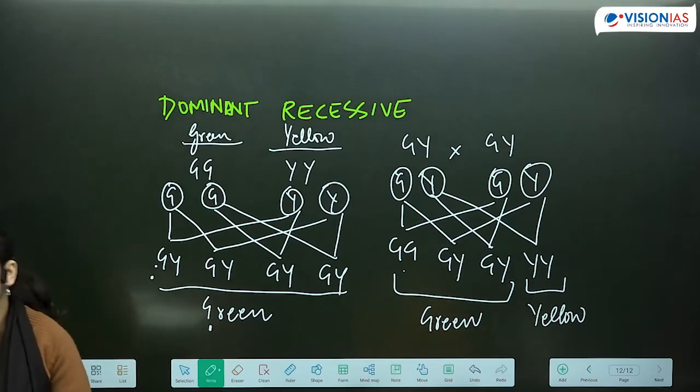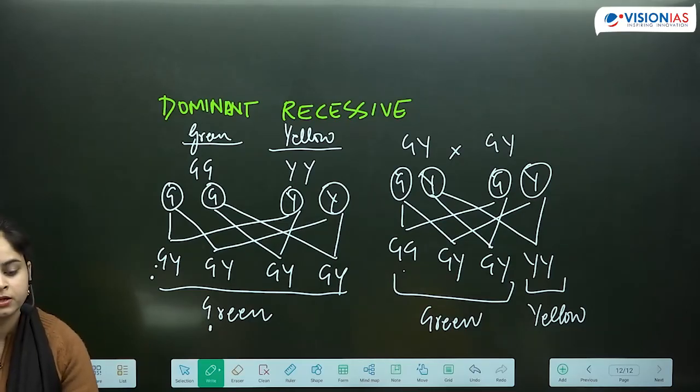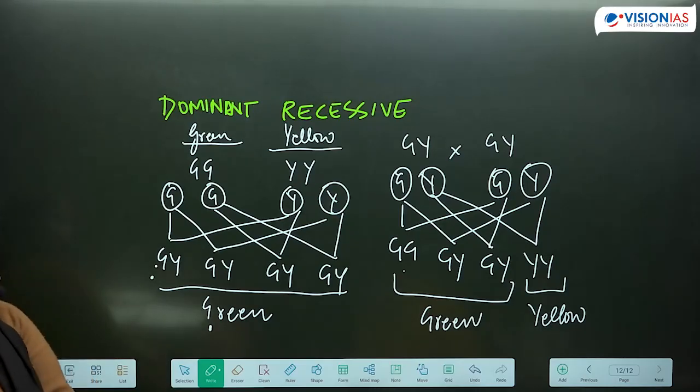We'll write this example also here just so that you can remember. For example, in garden P, the green color of pod is dominant over the yellow color of pod which is recessive.